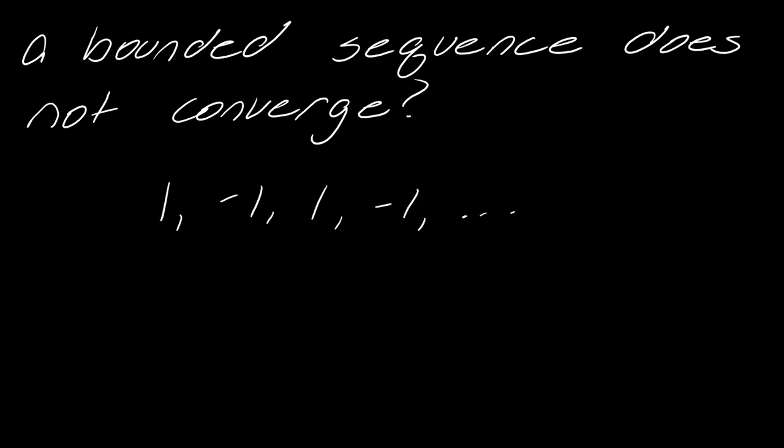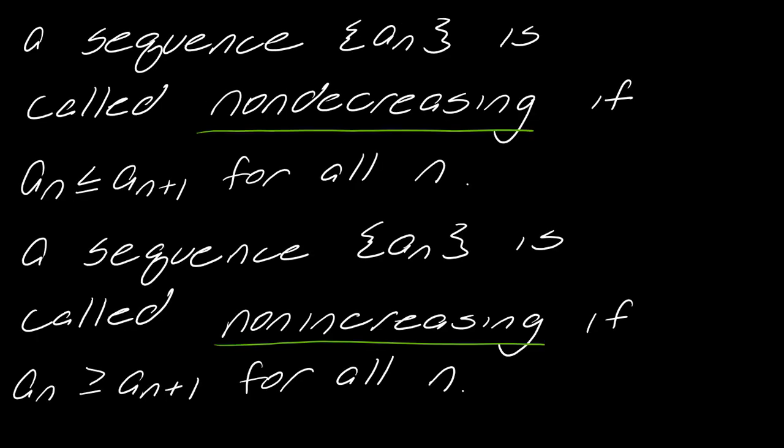A really classic example of this would actually be the sequence 1, -1, 1, -1, just bouncing back and forth between 1 and -1. The sequence is clearly bounded both above and below. It's bounded above by 1 and below by -1, but it just keeps bouncing back and forth, so it's never going to have a clear value that it converges to. This is a really common sequence to use when we're talking about problematic sequences that don't do what we want.